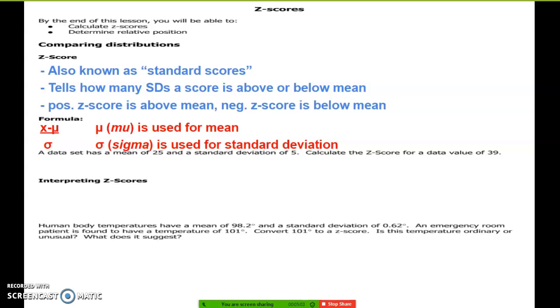Here's an example. A data set has a mean of 25 and a standard deviation of 5. We know what that normal bell curve is going to look like. Calculate the z-score for a data value of 39. So I'm going to take the data value that I'm trying to standardize, 39. I'm going to subtract the mean, 25, and divide by the standard deviation. So for this data set, a data value of 39 has a z-score of 2.8.